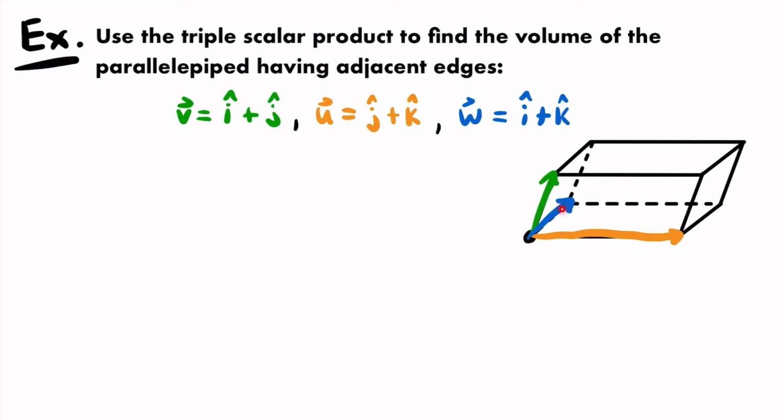And if you want to see why that's true or how that works, be sure to check out my lesson video once again on this topic. I explain it all there. In this video, we're just focused on actually calculating the volume and using the triple scalar product. So I'm not going to talk too much more in depth on why this works. Let's just set up our triple scalar product and find the volume of the parallelepiped with these three vectors being adjacent edges.